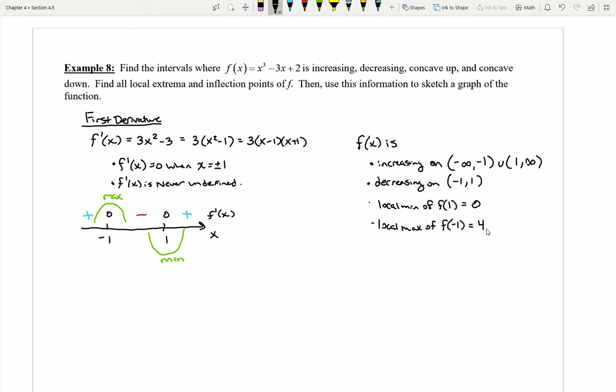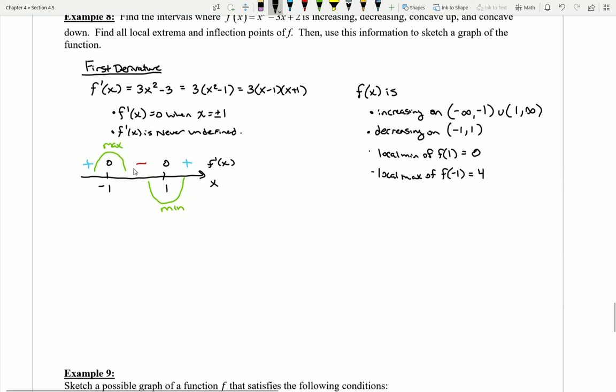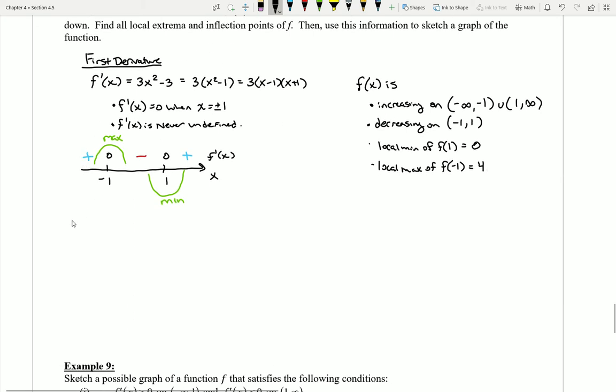Wow, so I found a ton of information out about my function very quickly, all from my first derivative. And now let's take a look here at our second derivative. My second derivative is obviously going to require that I calculate the second derivative, and I'm going to use this simplest form over here of f prime. Notice that's just going to get me 6x. This is a really, really easy second derivative. I can see that f double prime of x is equal to 0 when x is equal to 0. And I can also see that f double prime of x is never undefined.